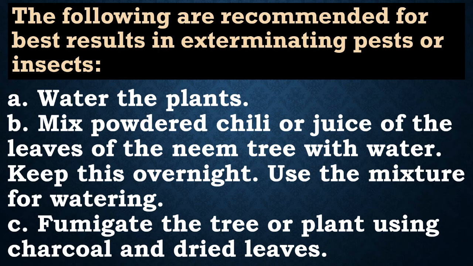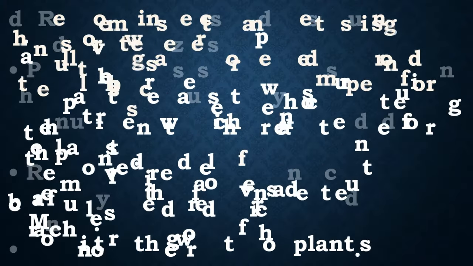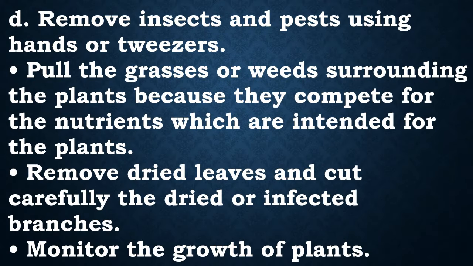A. Water the plants. B. Mix powdered chili or juice of the leaves of the neem tree with water. Keep this overnight. Use the mixture for watering. C. Fumigate the tree or plant using charcoal and dried leaves. D. Remove insects and pests using hands or tweezers.